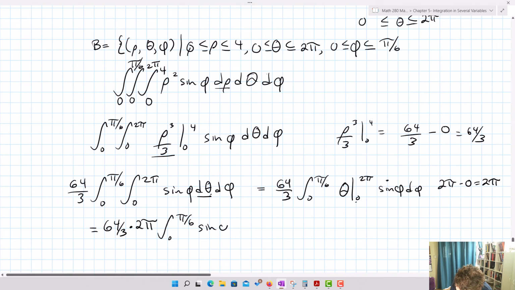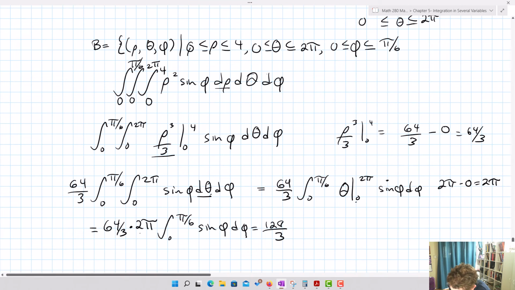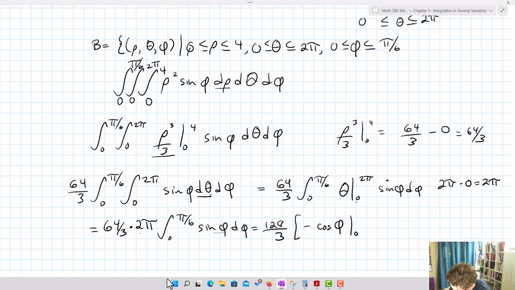Sine phi d phi. Okay. And so consequently, going from here to here, we're going to end up getting 128 over 3, and then the integral of sine phi is negative cosine phi, evaluated from 0 to pi over 6, okay?